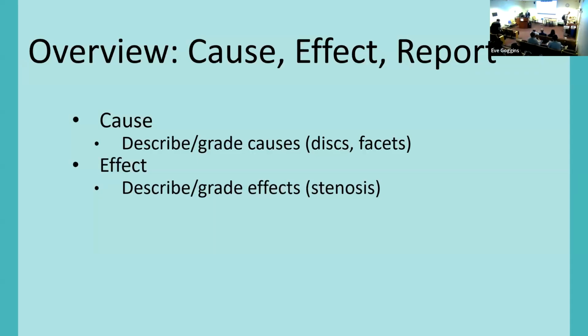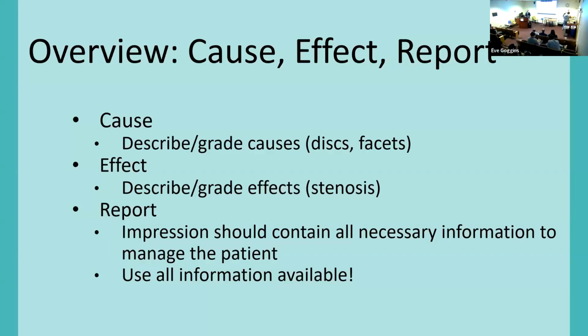Describe and grade effects. And this is probably what might be frustrating to many of you as trainees or even attendings reading other people's reports: the perceived inconsistency in how people grade things like spinal stenosis and foraminal stenosis. Someone might say mild, another person might say moderate, and even someone might say severe, and someone else says mild. So why? I'm going to share with you a systematic approach to grade things, hopefully in a consistent way. And then report. My philosophy is that the impression should contain all the clinical information necessary to manage the patient, and use all the information available in the medical record.